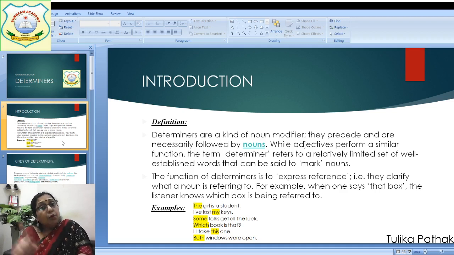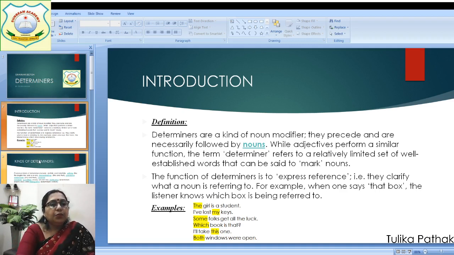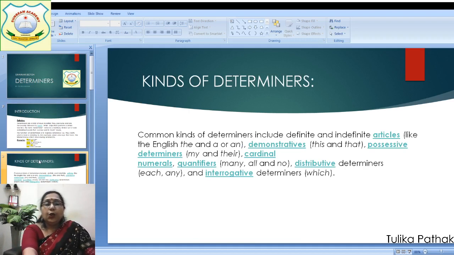Now, the, my, some, which, this, both are all determiners, isn't it? It is modifying. It is specifying. It is clarifying the noun, what the noun is referring to, isn't it? Now, let me move to the next slide where it would say about the kinds of determiners.